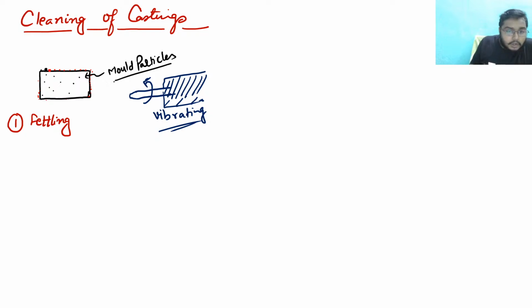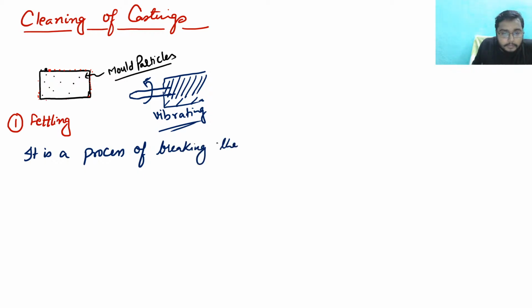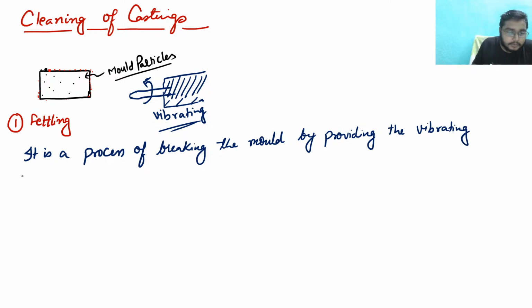So in this way you are actually removing the mold particles. Fettling is a process of breaking the mold by providing vibrating mechanisms. Vibrating mechanism means like this. With the help of the vibrating mechanism, you are removing these particles. So this is the fettling process.